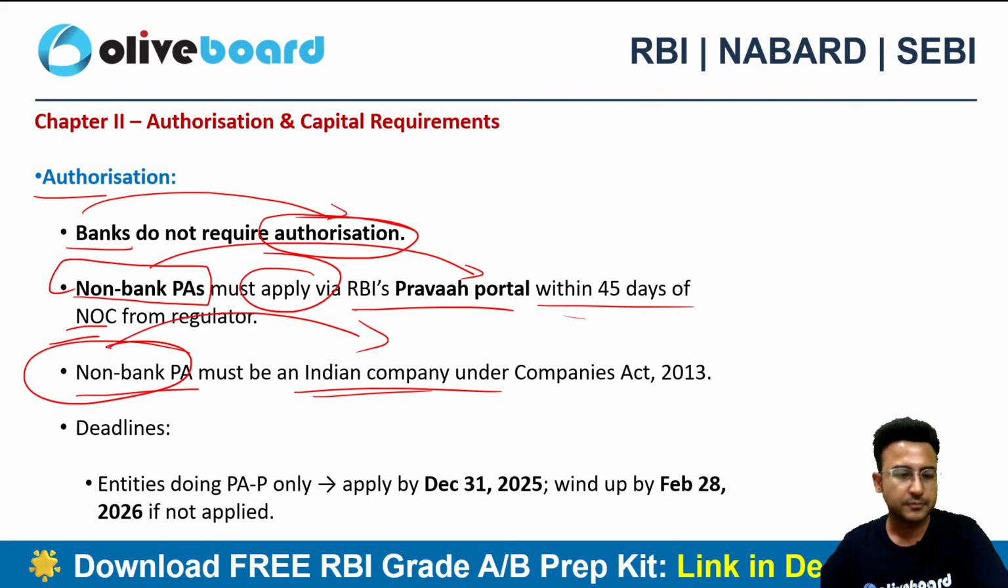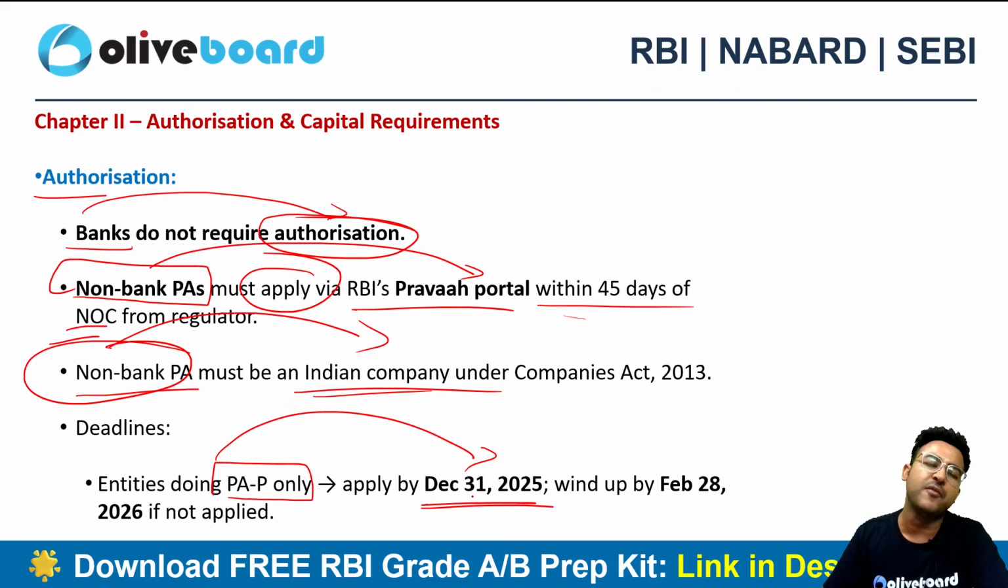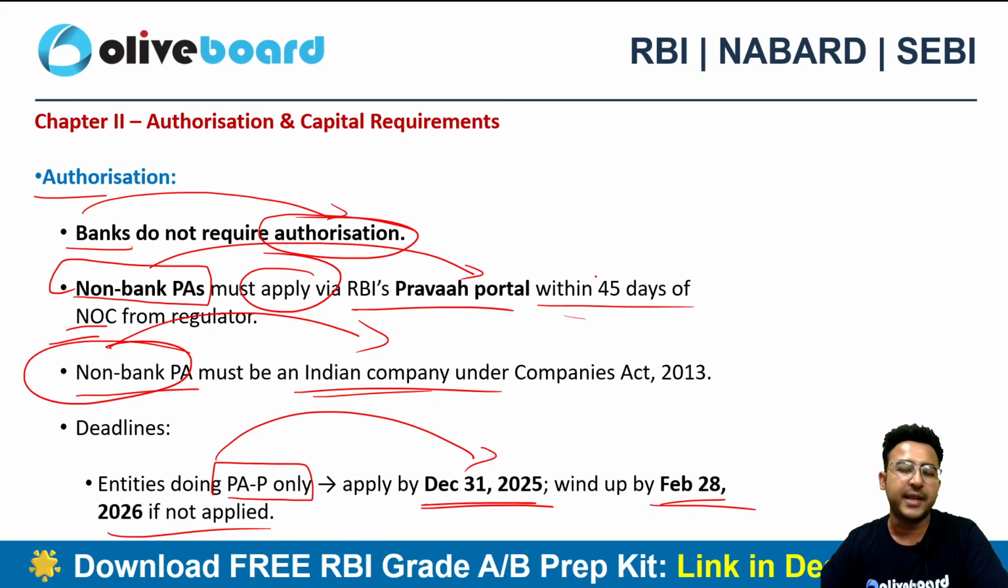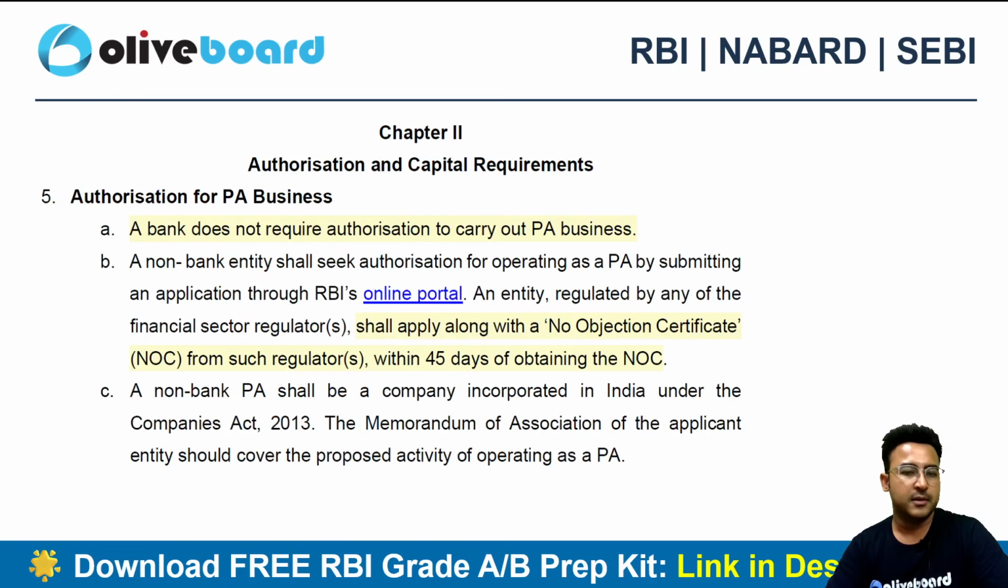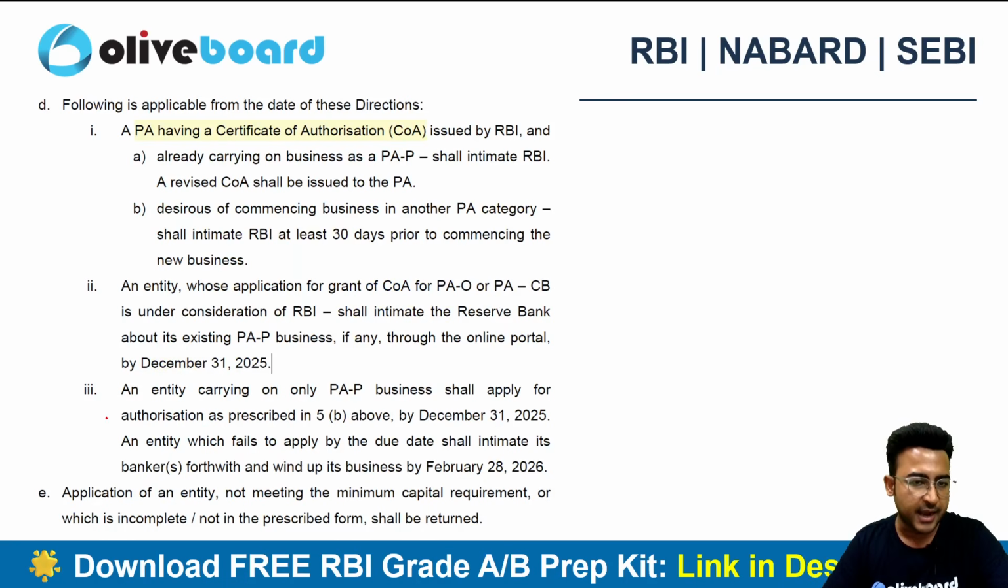That's compulsory. Those entities who are already doing payment aggregator business physically only need to apply by 31st December 2025. That's the timeline. Or you need to wind up your business of payment aggregator. You cannot continue the business of payment aggregator. You need to wind it up by 28th of February 2026 if you are not going to apply by 31st December 2025. So it's a complete take it or leave it situation, right? Here you can have a look in the circular as well. I have highlighted all the points that I am stating, right?